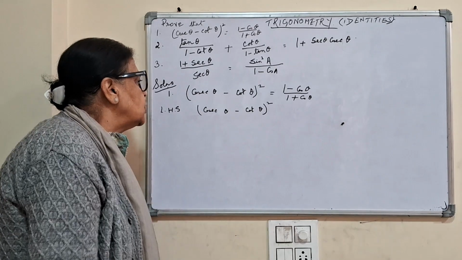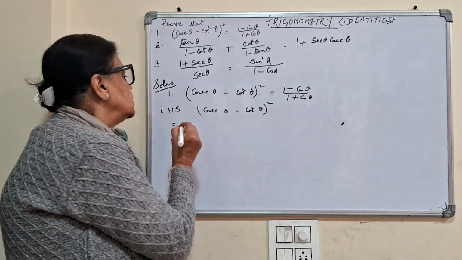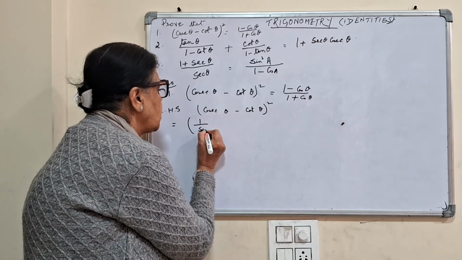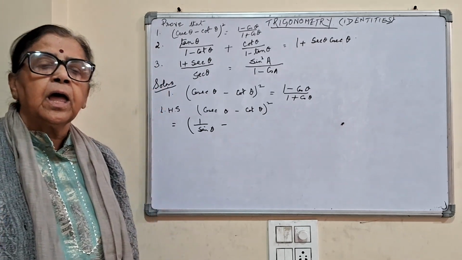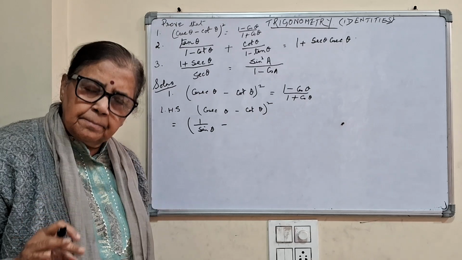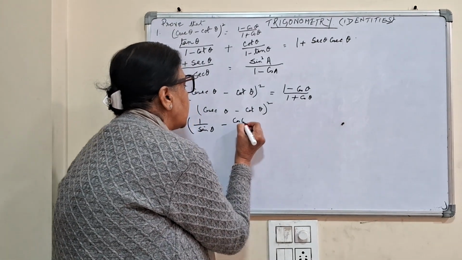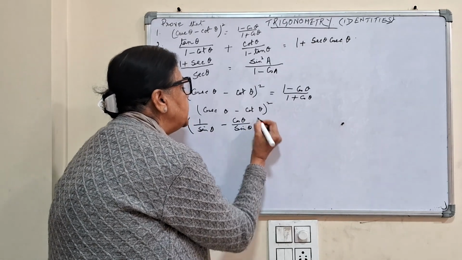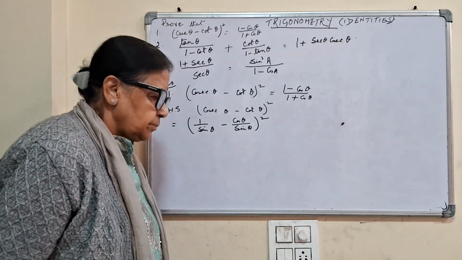Let me see what I can do. Cosec theta is 1 upon sine theta. Cot theta is cos theta by sine theta. We have already learnt this earlier.